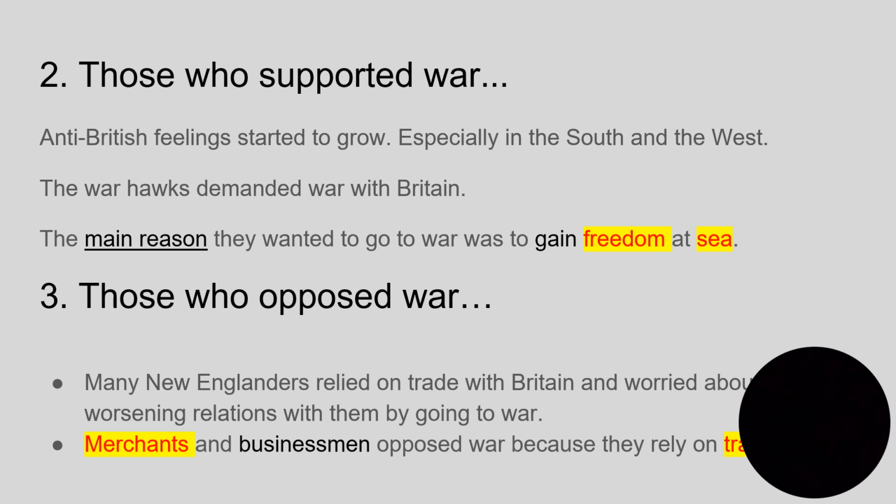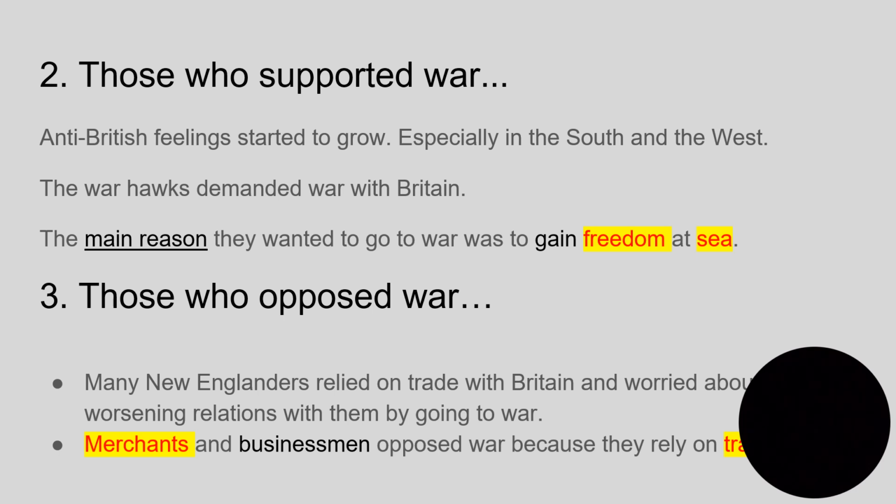So for those who supported the war, anti-British feelings started to grow, especially in the South and the West, especially in the South. What's going on in the South is we're producing cotton and we can't trade cotton with Great Britain, which is detrimental to the South. The Warhawks demanded war with Britain. The main reason they wanted to go to war was to gain freedom at sea. That's it. That's the driving factor here. We want to be able to sail across the Atlantic Ocean and trade with the European countries.